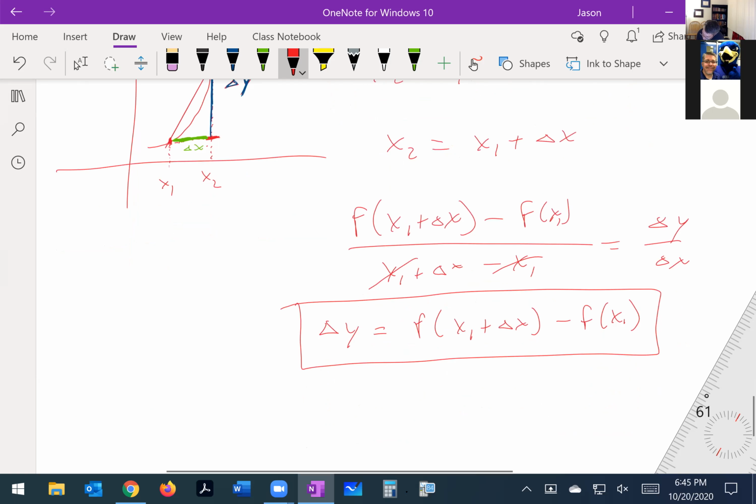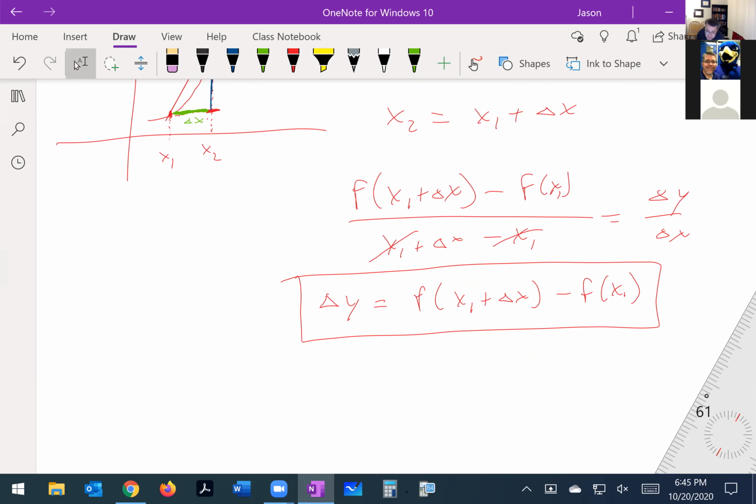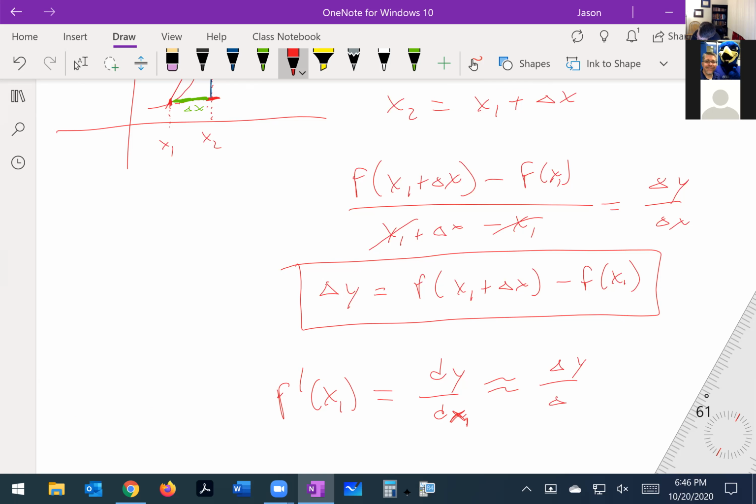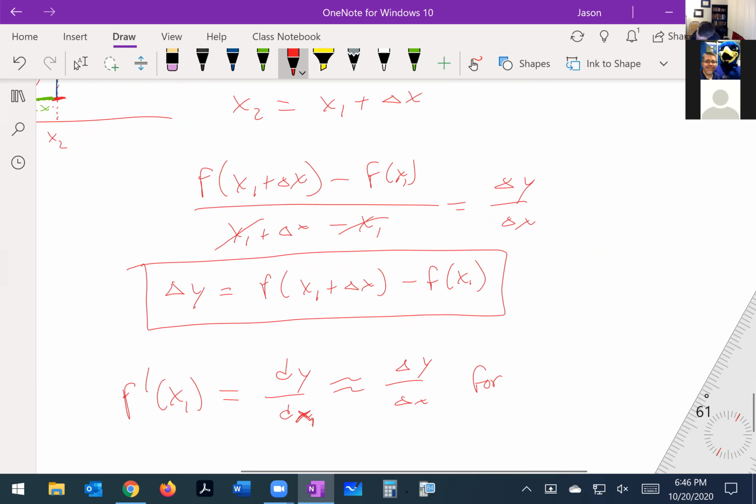What I'm going to claim here is that if I were to take a derivative at x1, so we'll say f prime of x1, which I'm going to call dy dx, or dy dx1, I guess, I don't know how we want to think about it, that my claim is that this is approximately equal to delta y over delta x for small delta x.